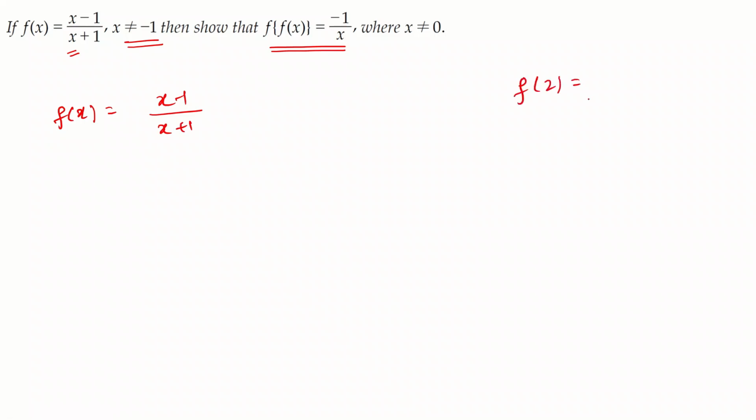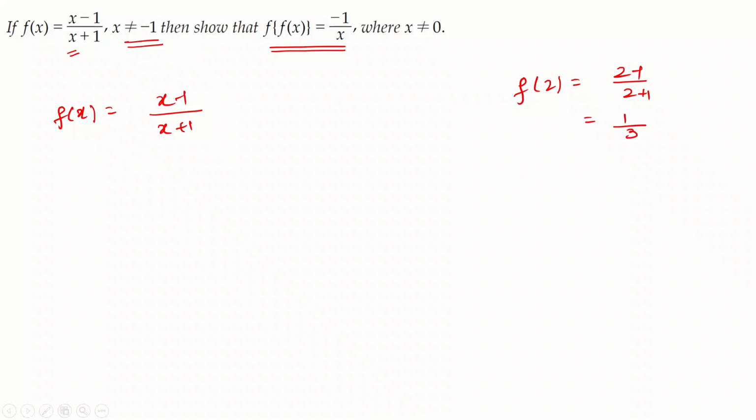You just plug in x equal to 2, right? So f of 2 will be (2 minus 1) by (2 plus 1), which is equal to 1 by 3, right? And similarly, if I ask you to find out f of 3, you'll just plug in 3 in place of x, right? So it will be (3 minus 1) by (3 plus 1).